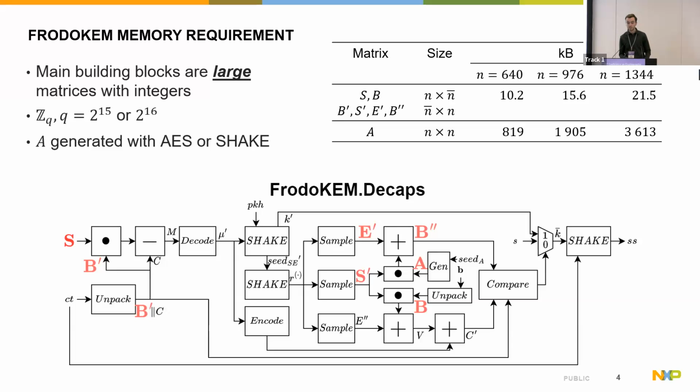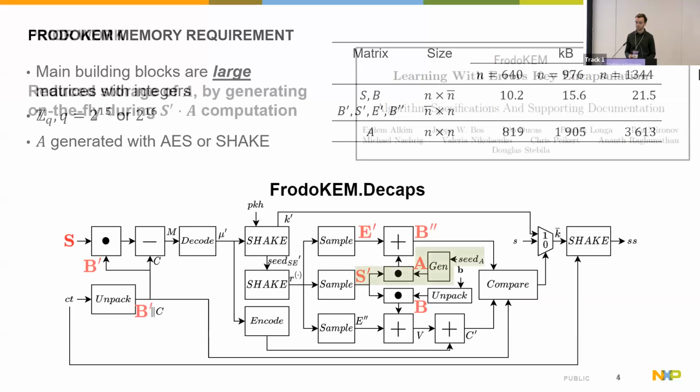Now we also have this even bigger matrix, which is the public matrix A. And this is generated either by AES or Shake, depending on the version of FrodoKEM. So there's 2 versions and 3 parameter sets. And since this is an n by n matrix, if we had to store this in full, this would already take up in the range of megabytes.